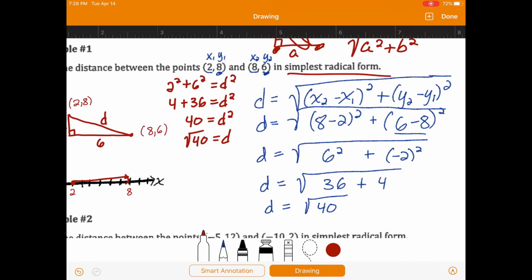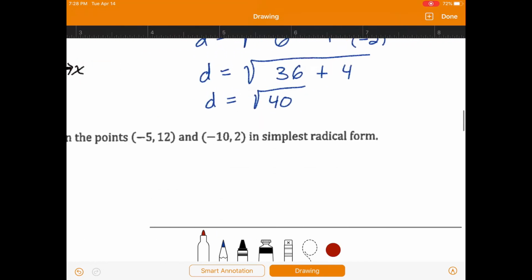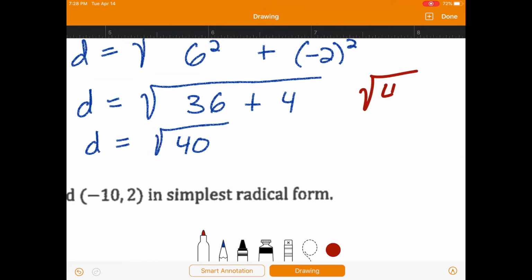One more thing with this, it says to put it in simplest radical form. So that means you're going to take that square root of 40, and you're going to split it into 2 different square roots. So the first one is going to be the largest perfect square that goes into it, and then the second one's going to be another number, but it's going to be so that the 2 numbers that you've got in here and here are going to be multiplied together to equal 40.